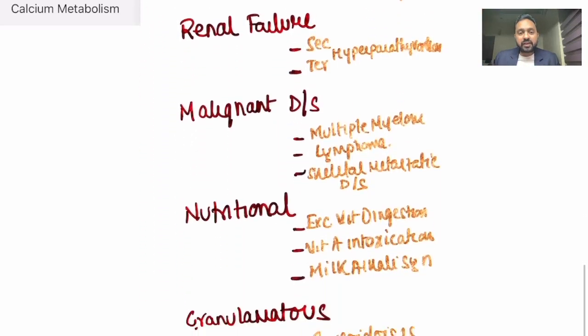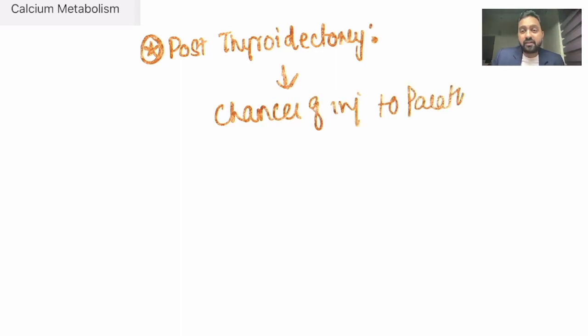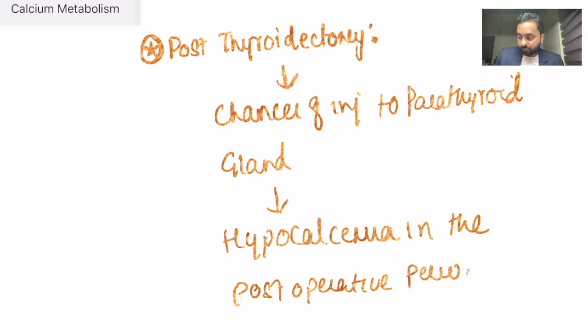And the last point which I would like to mention is regarding post-thyroidectomy. What happens here is there are chances of injury to the parathyroid gland, which can result in hypocalcemia in the postoperative period. Right, so you will be getting all those clinical signs that we discussed in hypocalcemia, and this is one of the most common clinical scenarios that you would be coming across in your surgical wards.